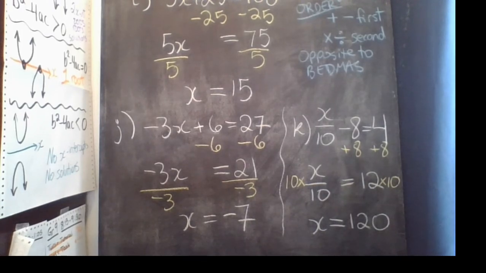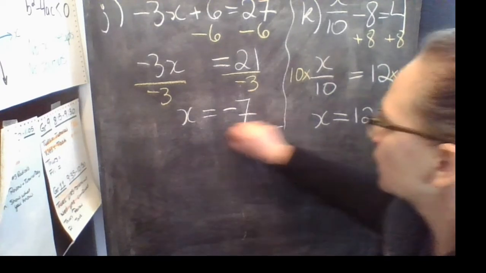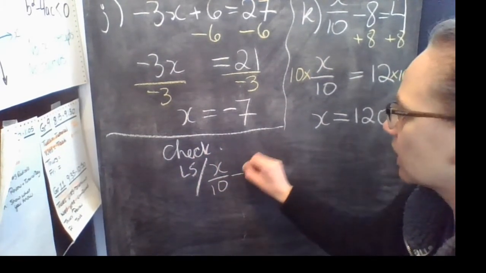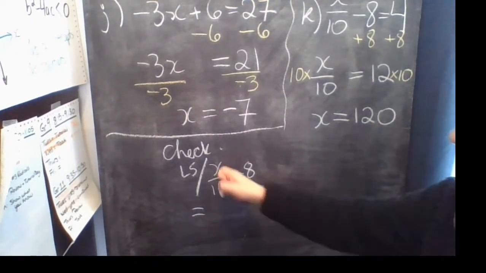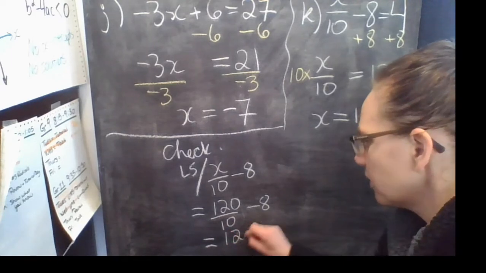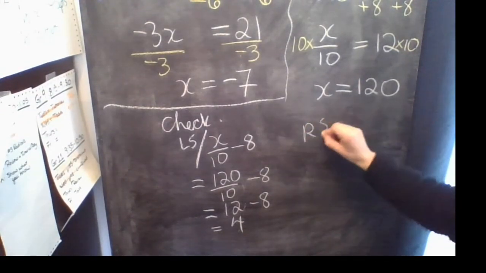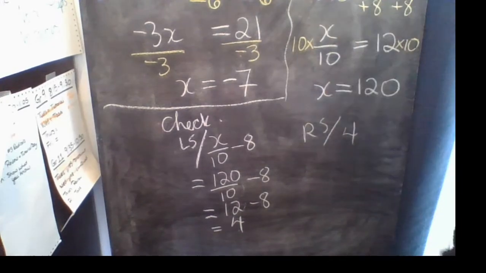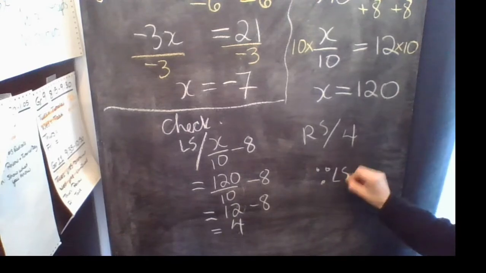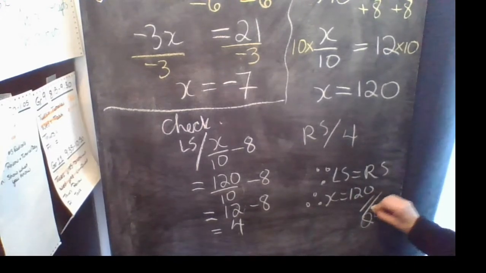Let's just do a quick little check. Make sure we believe ourselves. Drop that down so you can see it. And let's see, check our left side. So our left side was x over 10 minus 8. We decided x was 120, so let's sub that in. So you get 120 over 10 minus 8. 120 divided by 10 gives me 12. 12 minus 8 is 4. Okay? Right side of my equation was 4. Easy. 4. Oh, look. That's what we got. So, since left side equals right side, therefore x equals 120, double slash, QED.